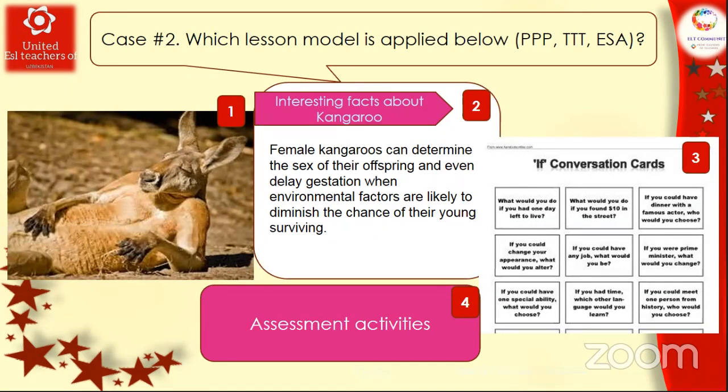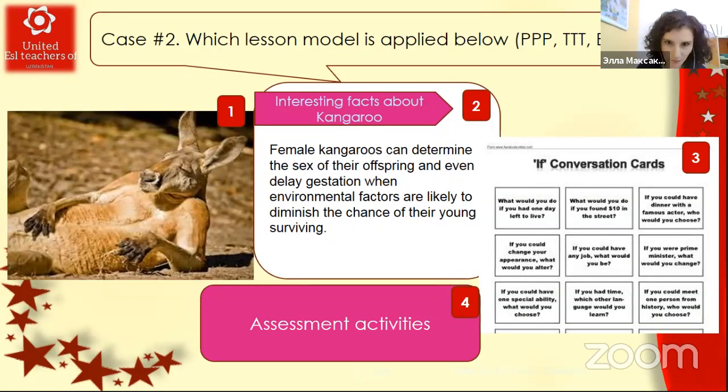I know that there are 27 of us. What do other people think about this? Well, I think it's the third one. It's like ESA. ESA, yeah. Engage, study, activate.